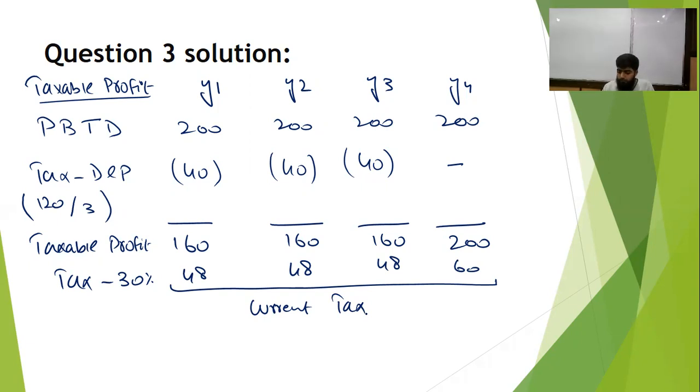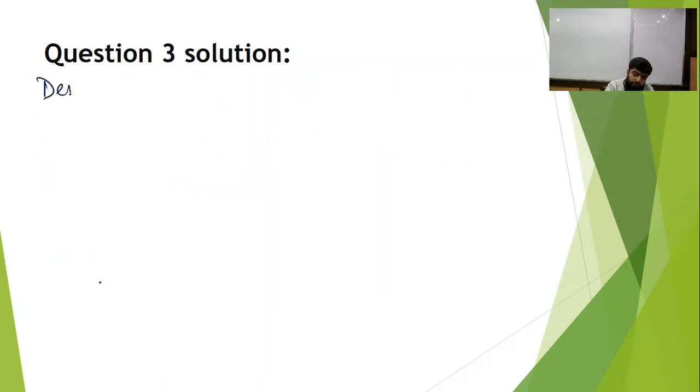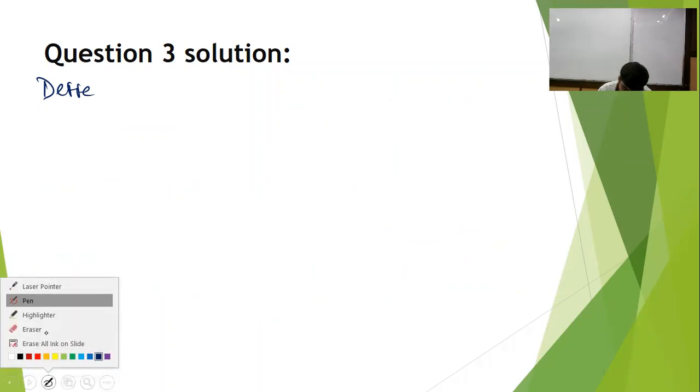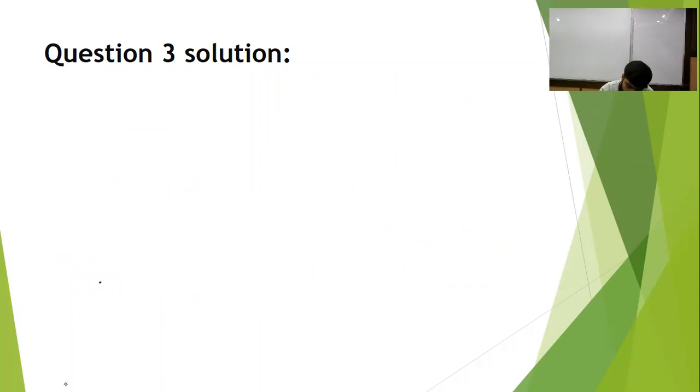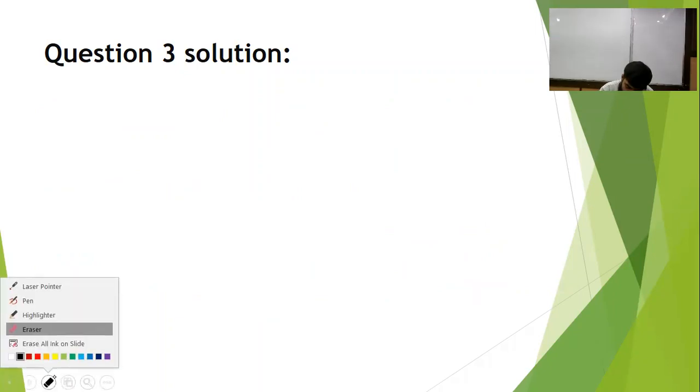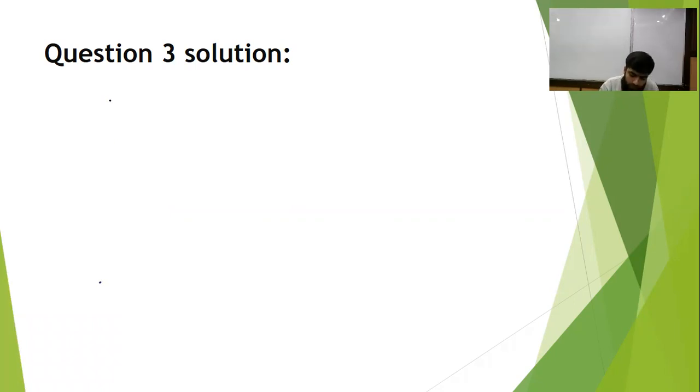But that is not the end. We have completed one requirement, that is the current tax. Now we are going to calculate the deferred tax. How to calculate the deferred tax? I told you how to calculate the deferred tax. Now let's calculate the deferred tax. We just learned about it.